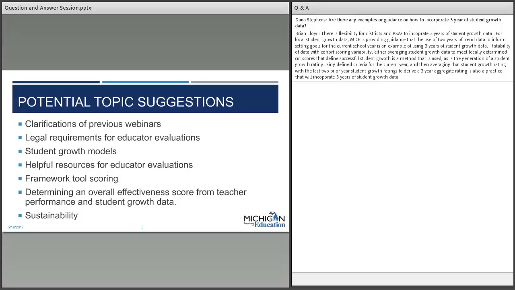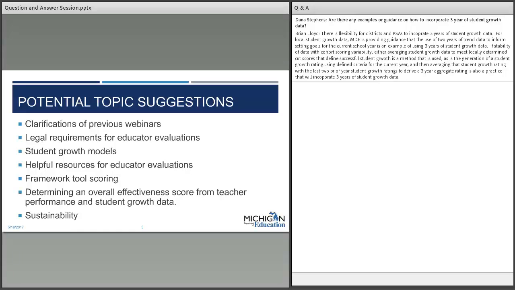Now, that's one possible method, and some districts do not have 3 years, do not have prior year data. The law does also say that if prior year data does not exist, then that mandate does not necessarily apply.